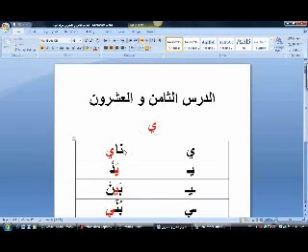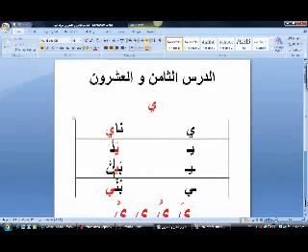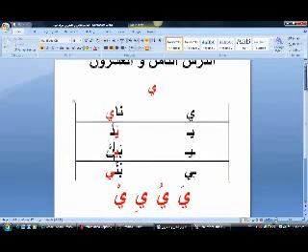And here the ya, when it comes at the beginning of a word, as in the word yad, hand. And here when it is joined from both sides in the middle of a word, as in the word bayna, between, bayna. And here the ya, when it comes at the end of a word, as in the word bunni. Bunni means brown.